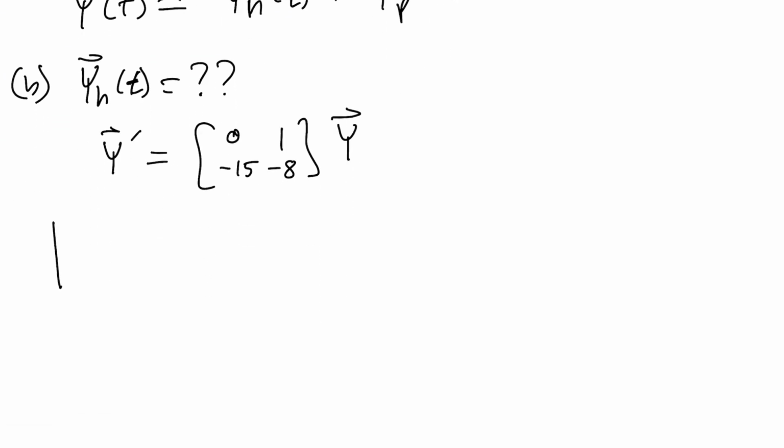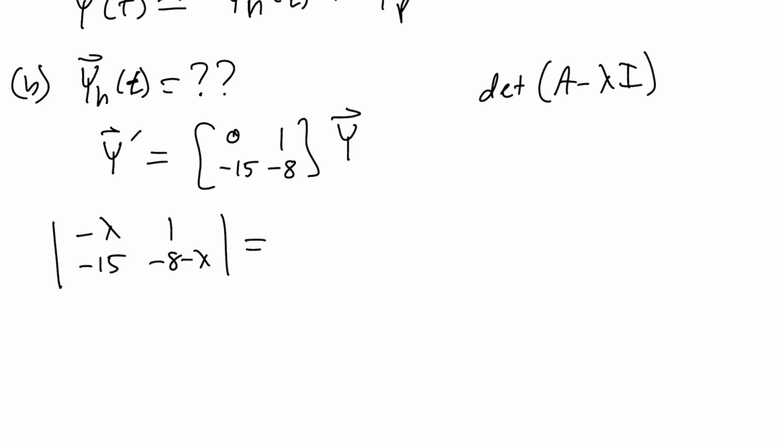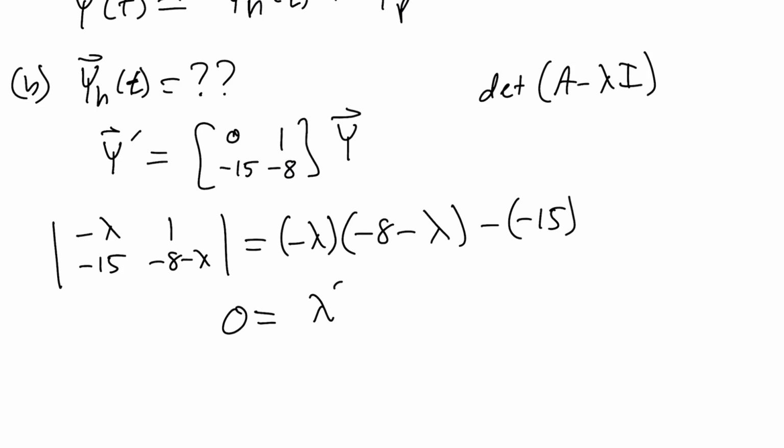So let's do that. To find that, we need the determinant of A minus lambda I, where lambda is the eigenvalue, I is the identity matrix, and A is the matrix 0, 1, negative 15, negative 8. So we get negative lambda, 1, negative 15, negative 8 minus lambda. Take the determinant, we multiply the diagonals down. And we set that determinant equal to 0.